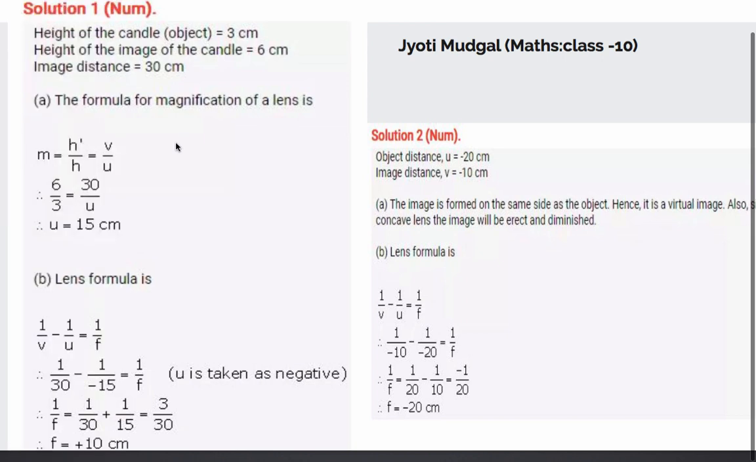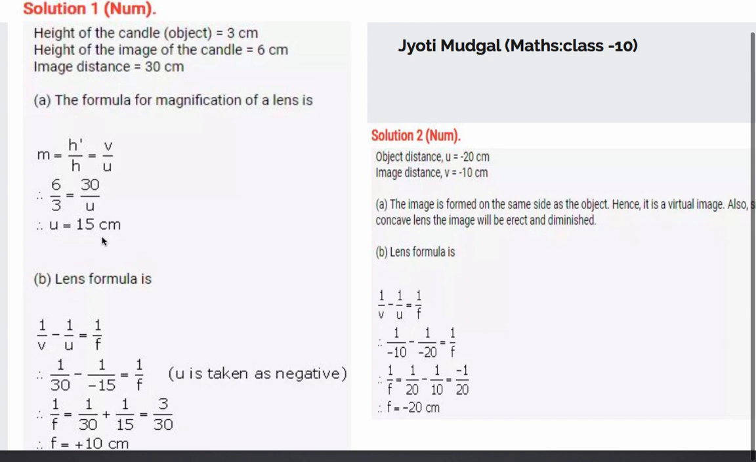So the magnification formula is size of image upon size of object. Also it is equal to v by u. Substitute the values that you know. What is the size of image? 6. Size of object, 3. So 6 upon 3 equals 2. What is the distance of image from the lens? 30. And u we will work out. Carry out the cross multiplication. It simply comes out u as 15 centimeter.